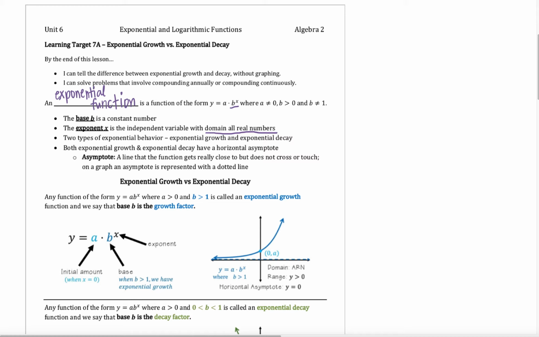Both exponential growth and exponential decay have what we call a horizontal asymptote. Now what an asymptote is, it's a line that a function gets really, really close to, but does not cross or touch. On a graph, we represent this asymptote with a dotted line. Throughout this unit, we are going to see that not only exponential functions have a horizontal asymptote, but log functions have an asymptote as well. Now let's talk about the difference between exponential growth and decay.